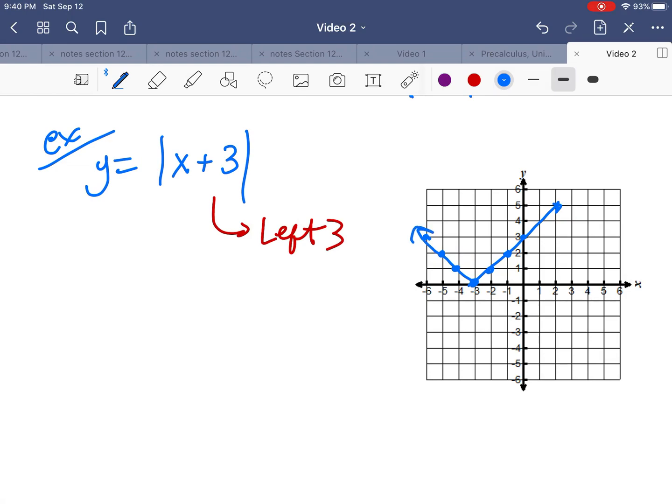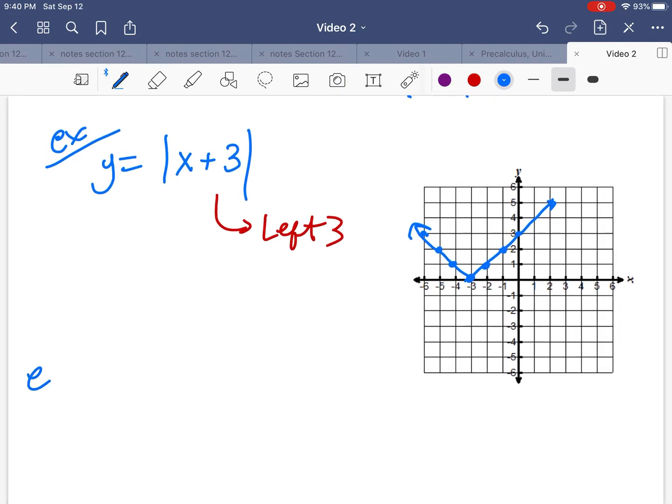Okay, so remember that when you have a number inside the bars with your x, it's moving it side to side. So inside, side to side. Okay, inside the bars moves you side to side. And it's kind of weird because it's like the opposite of what you would think.